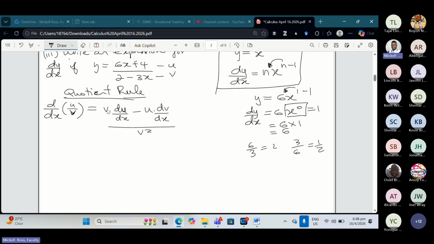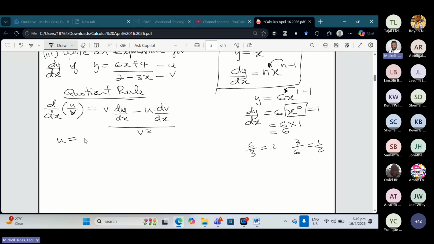So it matters. So notice how the formula is written. It is written as v first times the derivative of u with respect to x minus u times the derivative of v with respect to x. So this matters. It's not any order. This matters. All right.